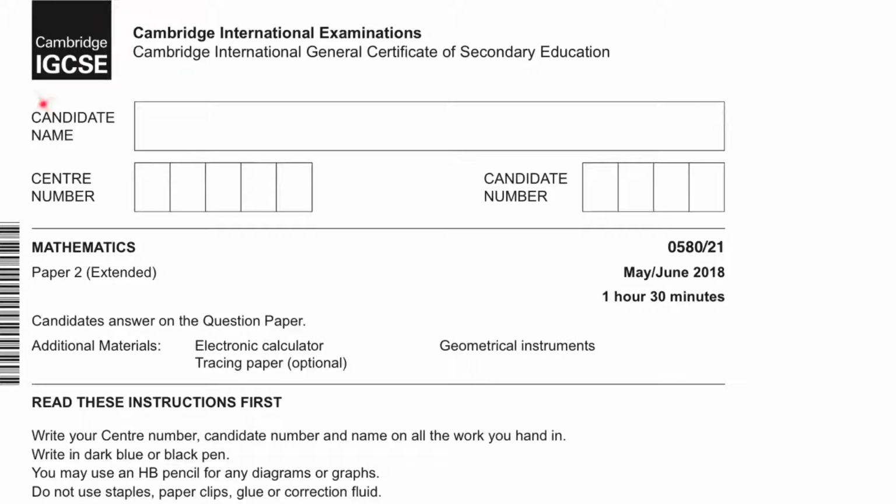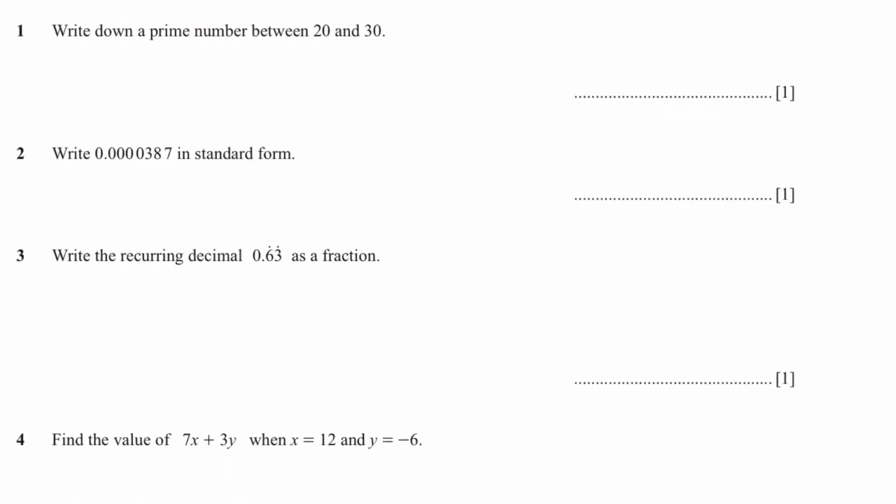Today we are going to solve IGCSE Mathematics Paper 2 Extended, Variant 2-1, May-June 2018. Write down a prime number between 20 and 30. Prime numbers are numbers which are not in any other times table except 1 and itself. So which are the numbers between 20 and 30? They are 23 and 29. You can write either of those.